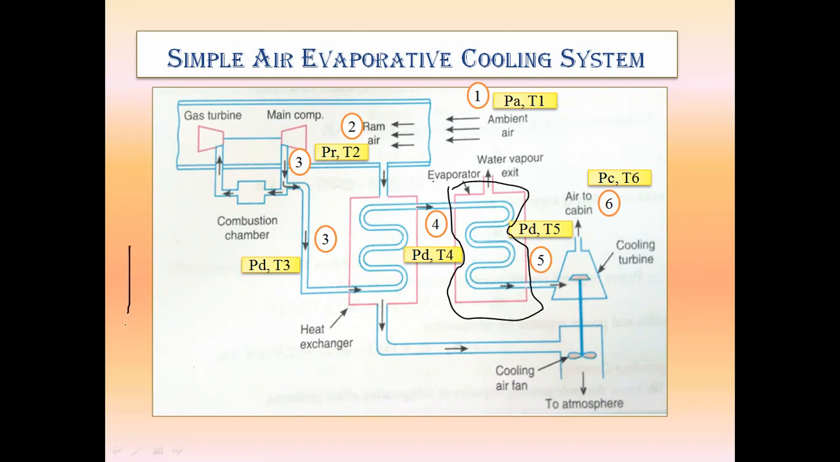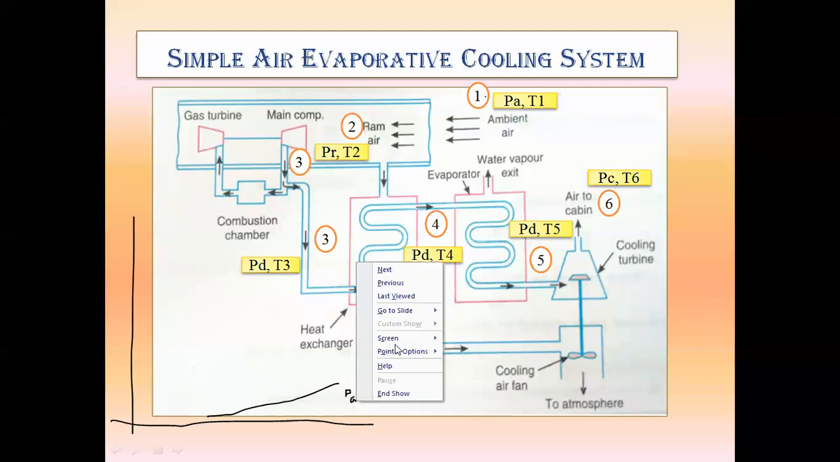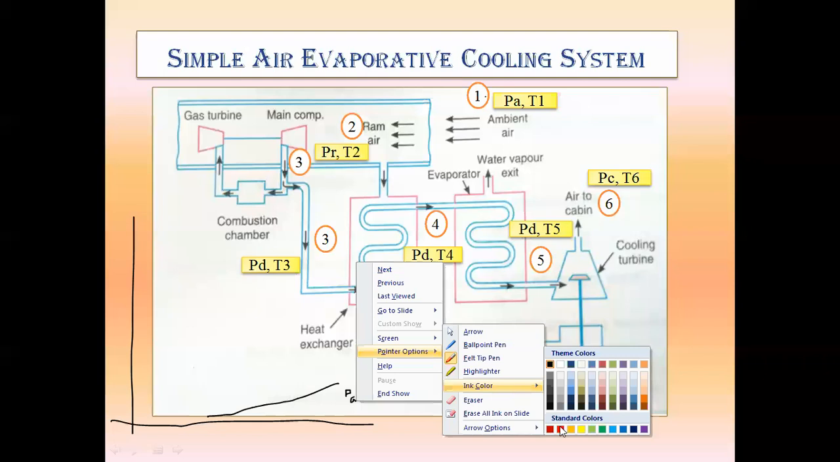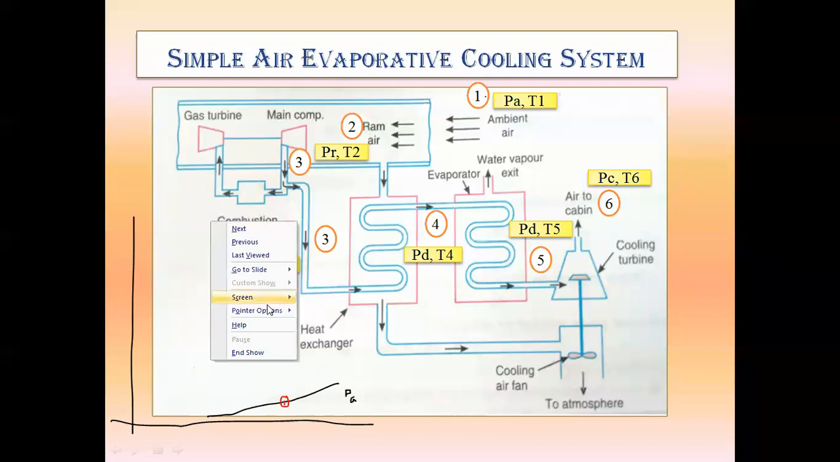So to draw the TS diagram, first of all, I will take the point number 1. Point number 1 will be on the ambient pressure line. So suppose this is the ambient pressure line. On that ambient pressure line, I will take the point number 1. Now the 1 to 2 process is nothing but the ramming process.